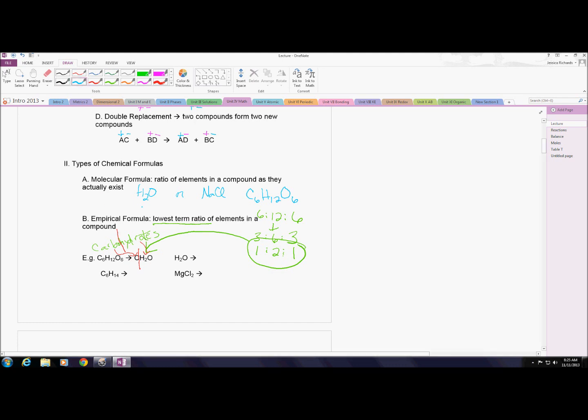Let's look at these other guys. So water, we already said if this is its molecular formula, its empirical formula, same thing. C6H14, 6 to 14 reduces down to 3 to 7. So C3H7 would be the empirical formula of this compound. And our inorganic compounds, we typically wouldn't call them molecules anyways. We build them in lowest term ratio, 1 magnesium to 2 chlorides. Its empirical formula is exactly the same. Its formula and empirical formula are the exact same amount.